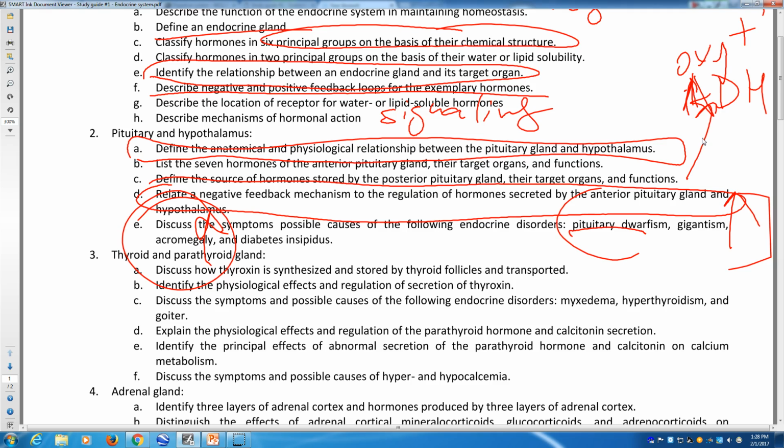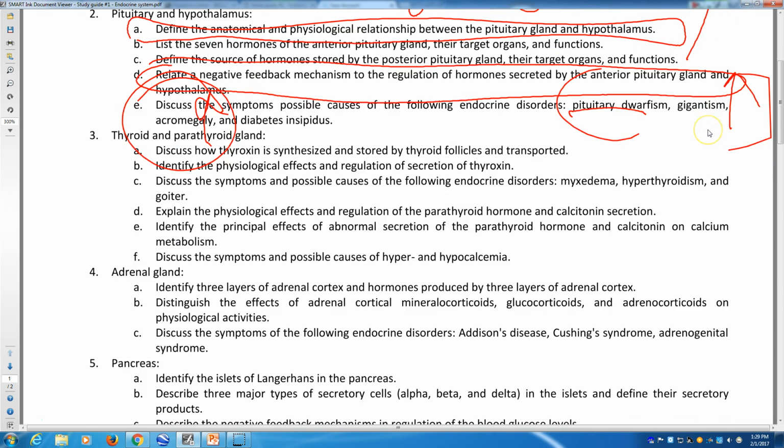What's diabetes insipidus? Which hormone is not produced or underproduced? ADH, low levels of ADH. Since ADH is anti-diuretic, if it's gone, you cannot keep water in, so you're going to pee a lot. You're going to lose a lot of water, and you're going to feel thirst all the time. Okay? Questions on that part?